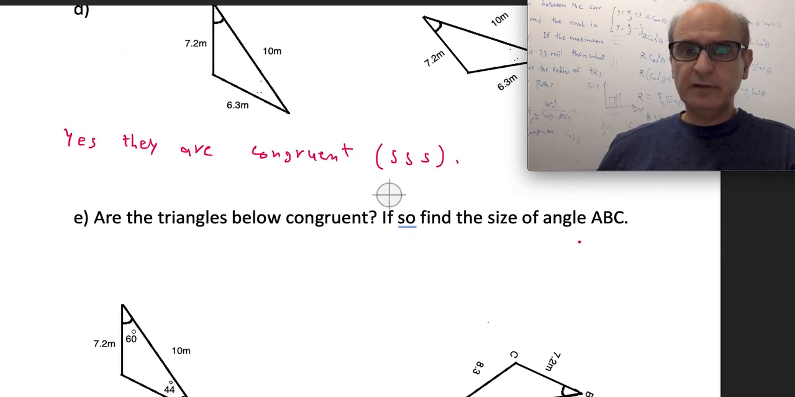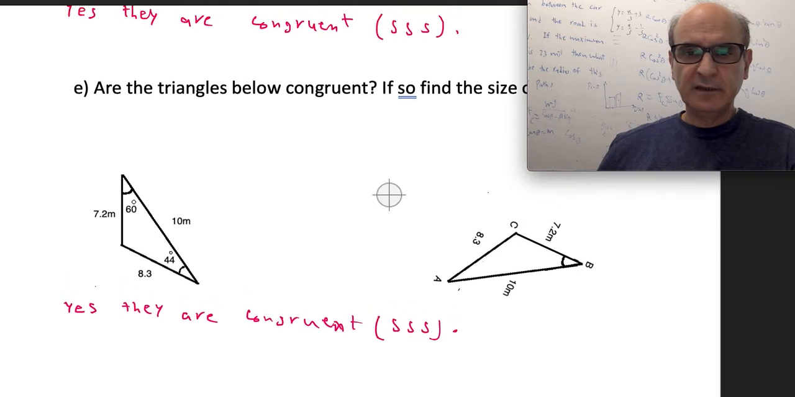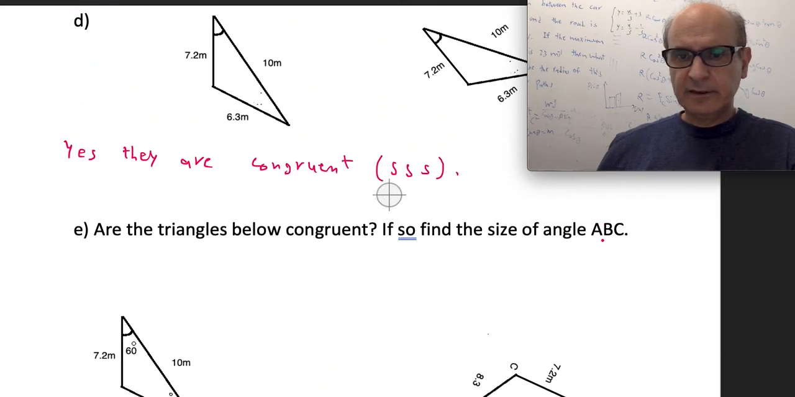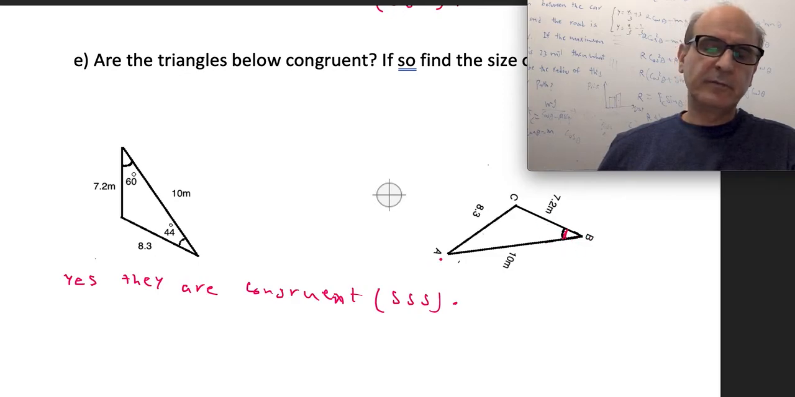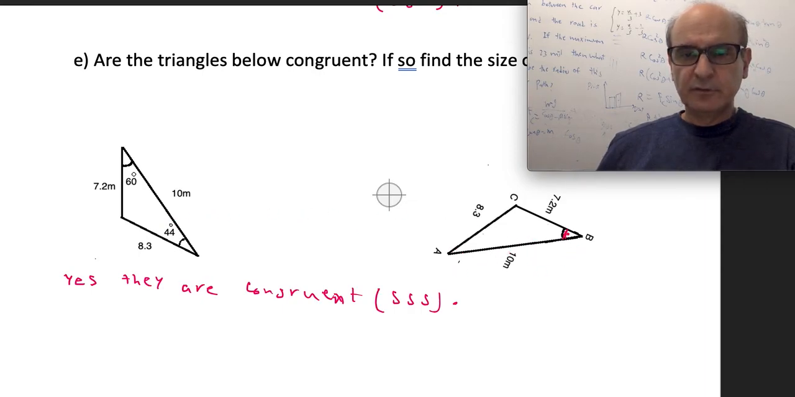If so, find the size of angle ABC. So how much is the angle ABC, this angle? Remember, in angles, the letter in the middle means the corner that we are interested in. So that's the corner, B. Angle ABC, how much is it? Okay, because this and this are congruent, everything about them is the same. So let's look at the matching angle. What angle matches B from this triangle?